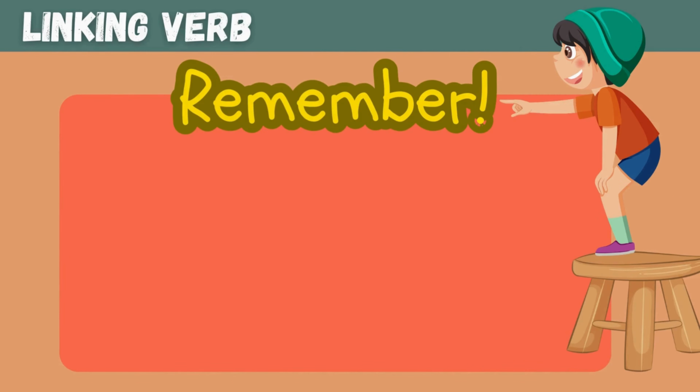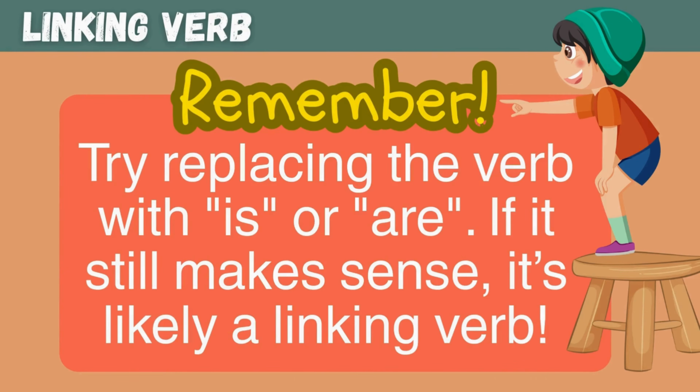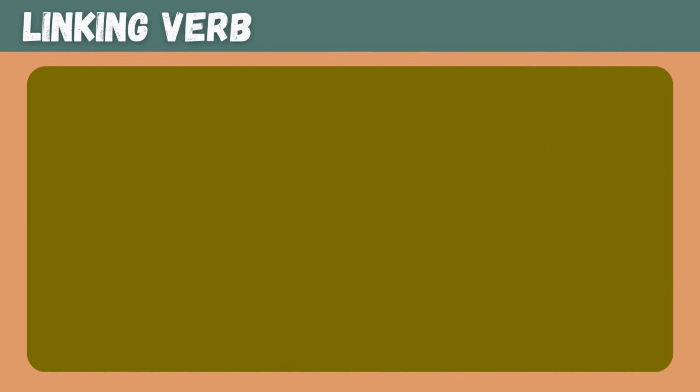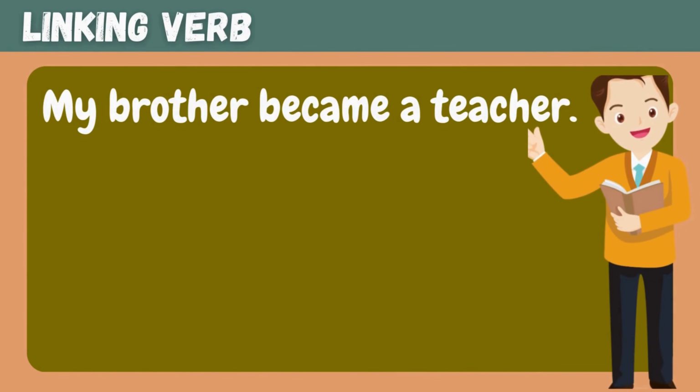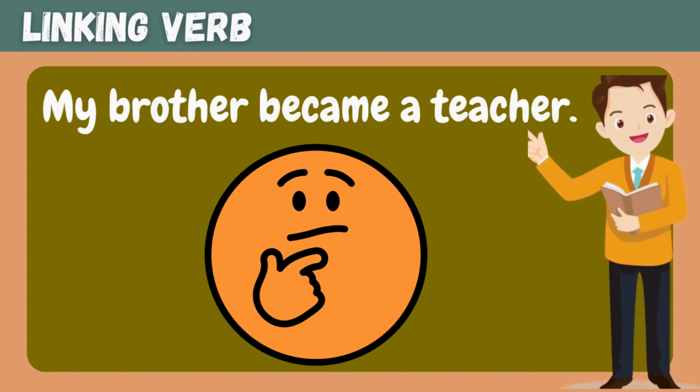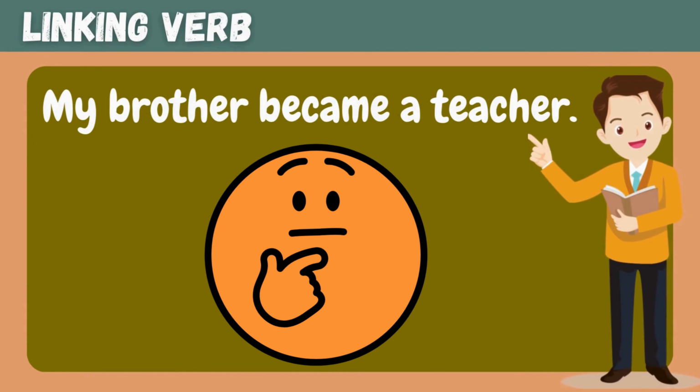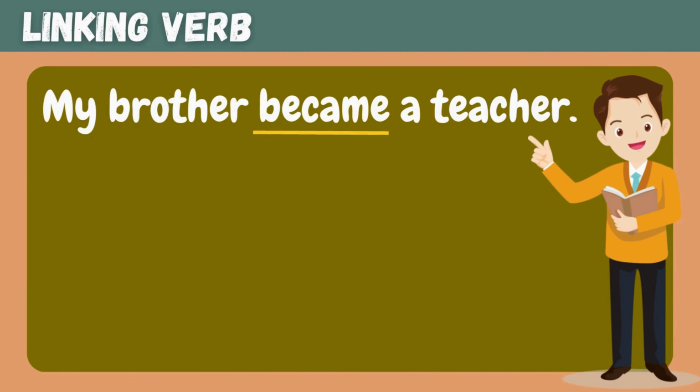So class, here's another tip for you. Try replacing the verb with is or are. If the sentence still makes sense, it's likely a linking verb. Let's look at some examples together. My brother became a teacher. What is the verb here, class? Yes, it is became.